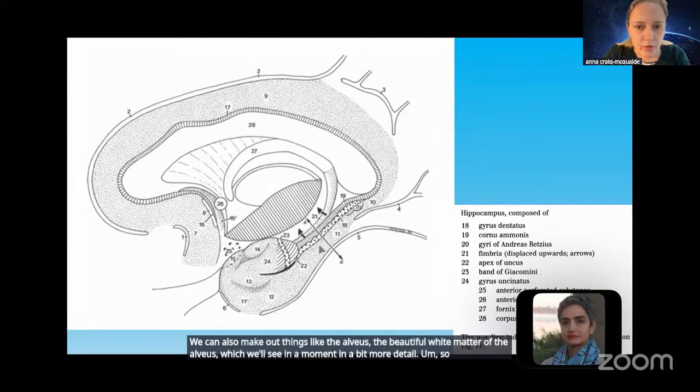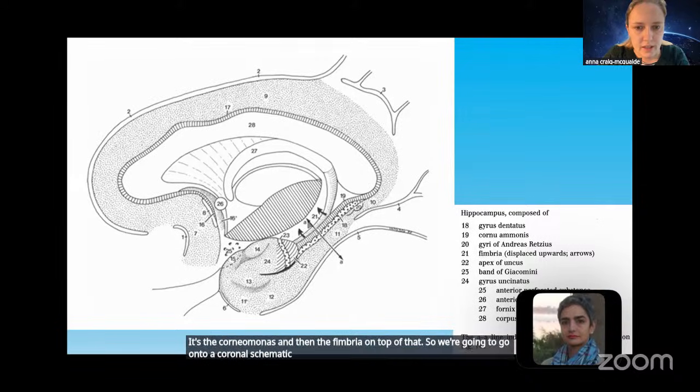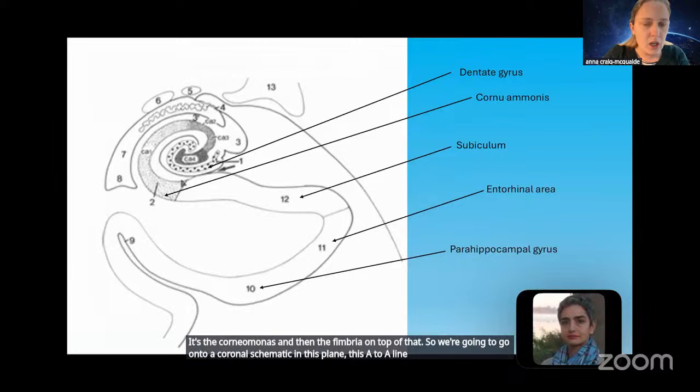So we've already seen this with Dr. Martins, but just briefly on this schematic in sagittal section, this stippled area here is the dentate gyrus, and then the more striped area here is the cornu ammonis, and then the fimbria on top of that. So we're going to go on to a coronal schematic in this plane, this A to A line on the next page.